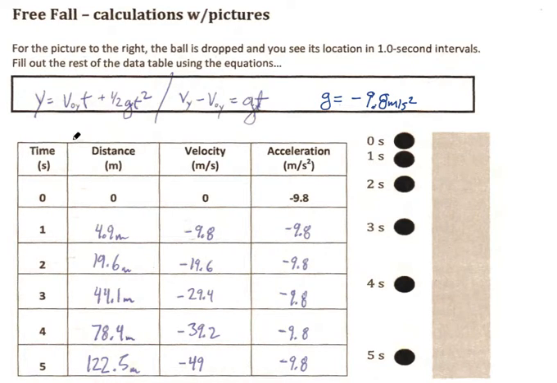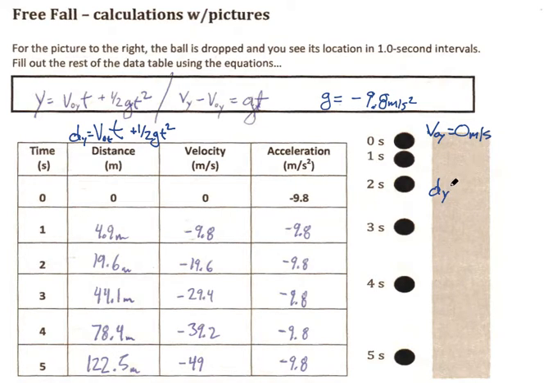So for this column, we're going to end up using dy equals v naught t plus 1/2 g t squared for every single one of these distances. So if I don't know my distance, I need to know my initial velocity. Well, my initial velocity is 0 to begin with. So my v naught y is 0 meters per second here. My t would be 1. So let me go ahead and do this one off to the side here.